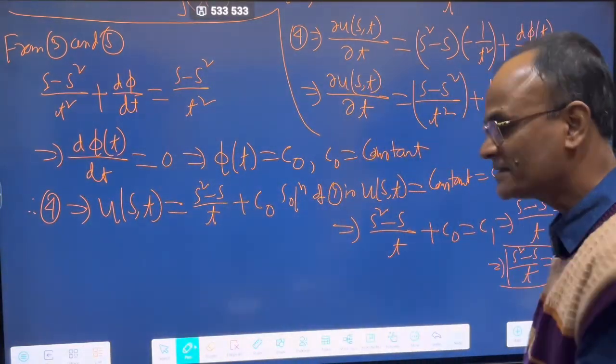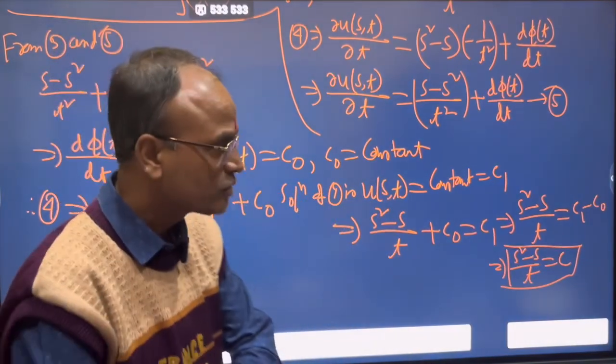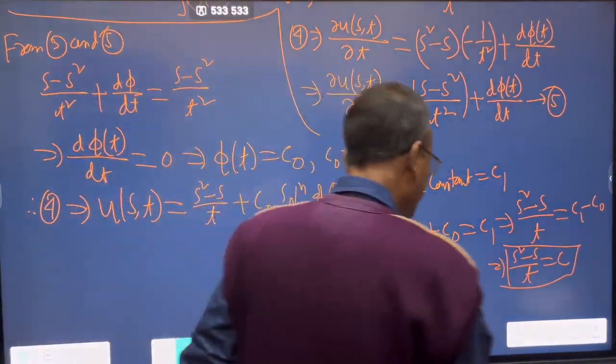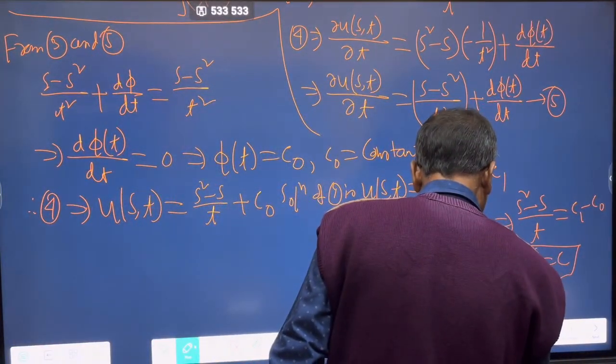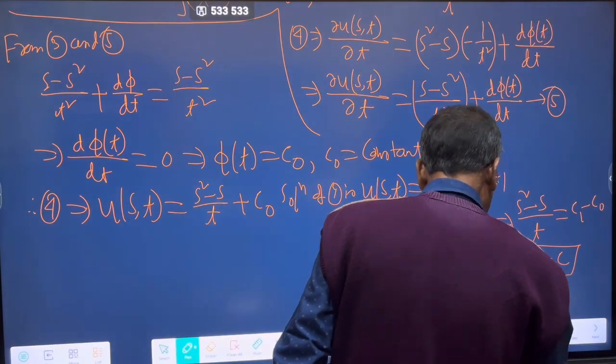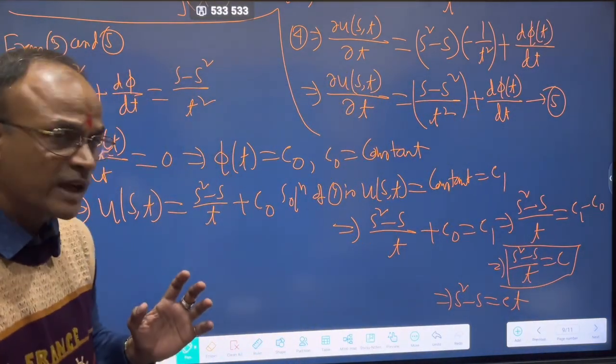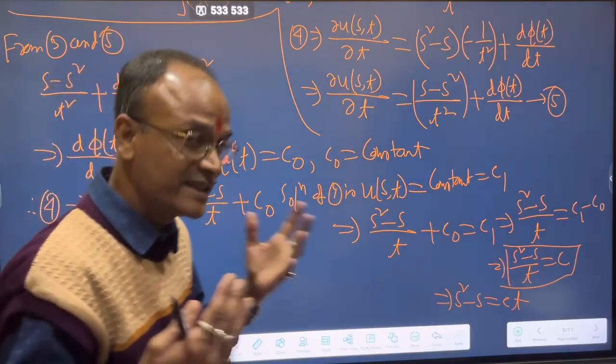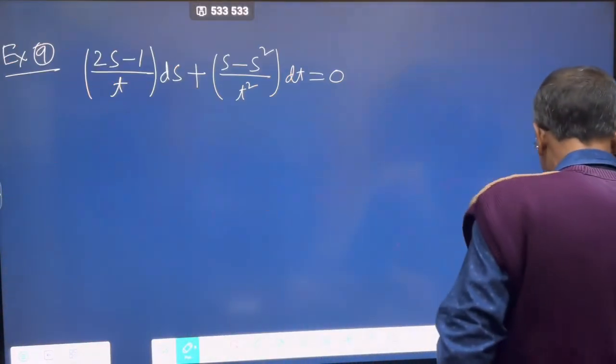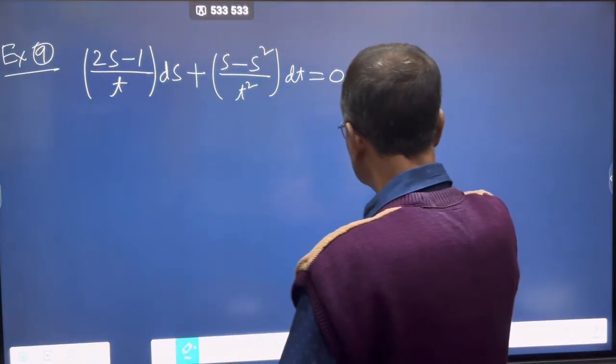s square minus s divided by t equal to constant, or you may write s square minus s equal to ct. We have solved this equation by method 1. Let us come to solve this equation by method 2.